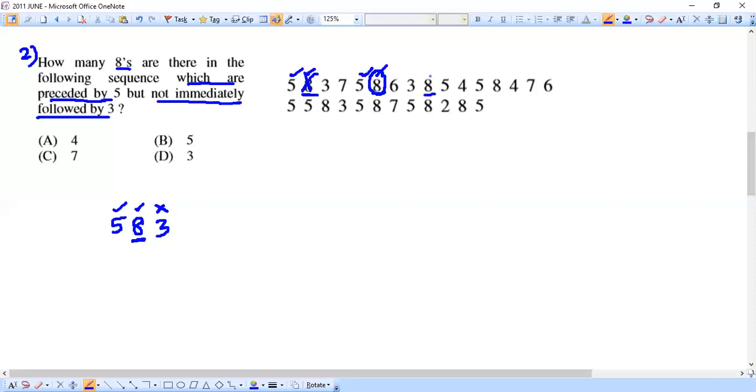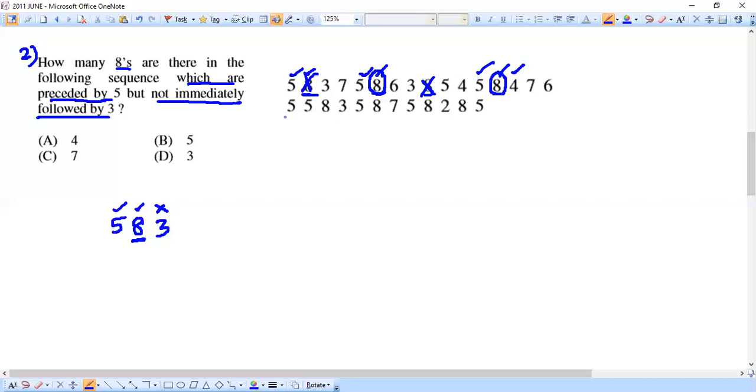We have one more 8 here. See the previous digit. Is it 5? No. So the first condition itself is gone, and this 8 is rejected. Come next, in a proper order, and let's not skip any digits in between. Here we have 8. The previous digit is 5, and the following digit is 4. This is also allowed because it is not 3. So this 8 can also be taken into account. So far we got two 8s.